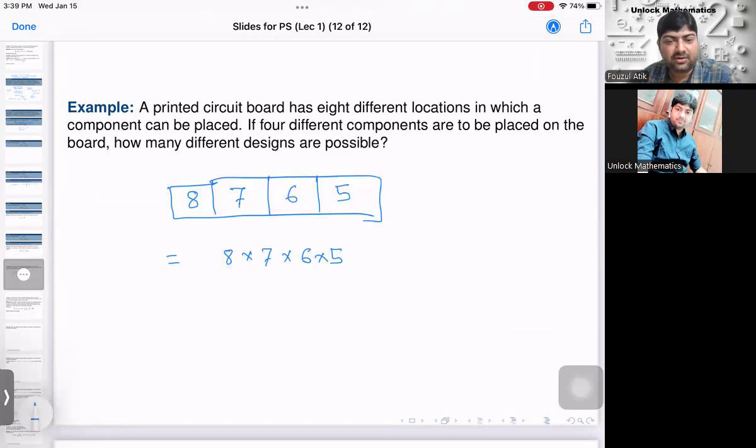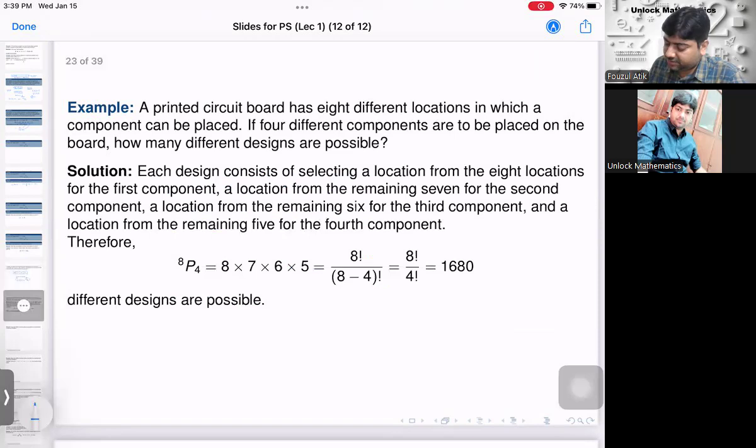And now we know the formula. So this is basically a 4-permutation of a set of 8 elements. So how many ways can you do it? It is basically P(8, 4), which is the same as 8P4, and which is the same as this quantity. I hope it is clear. Yes, that is what we discussed. So this many different designs are possible.